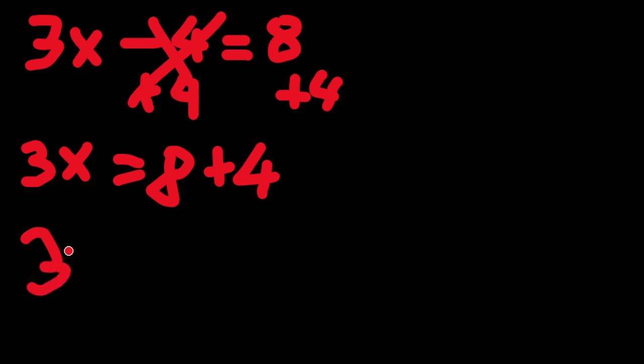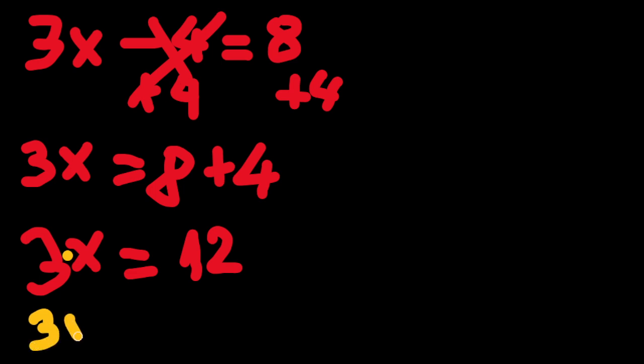Next, 3x equals 12. Now we have a 3x there. So the problem is what is going on there? I don't have a plus, I don't have a minus, I don't have anything. But actually it is a 3 multiplied by x. This one is a 3 multiplied by x, equals 12.